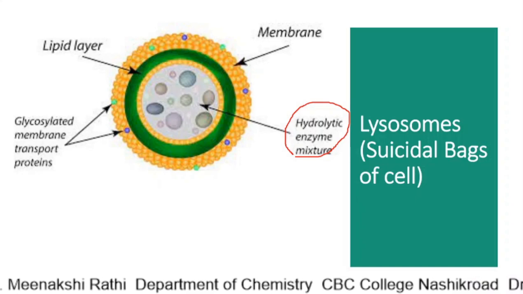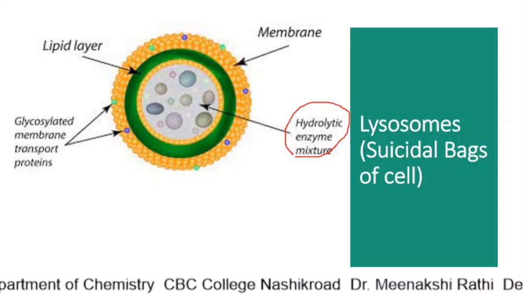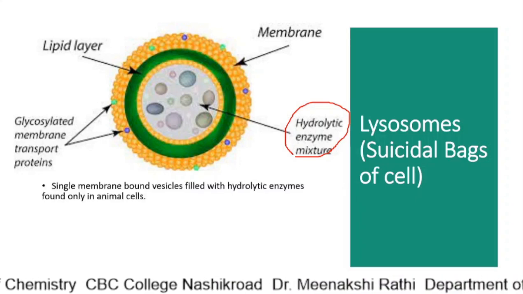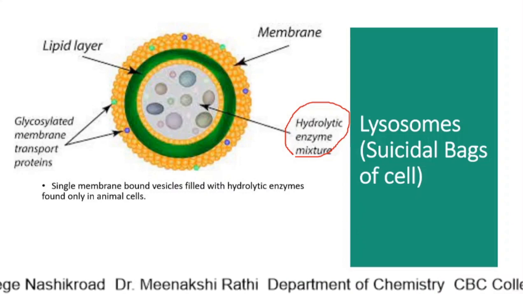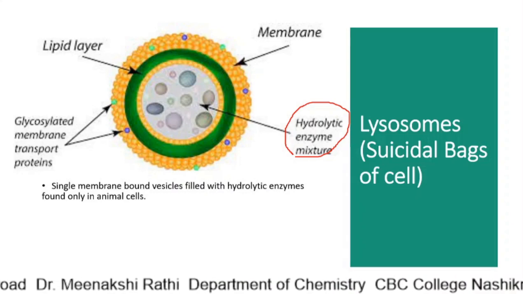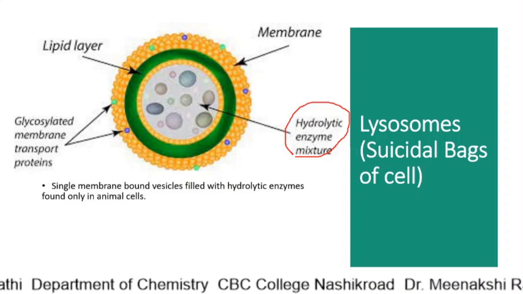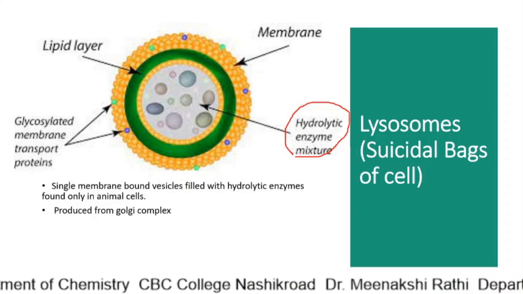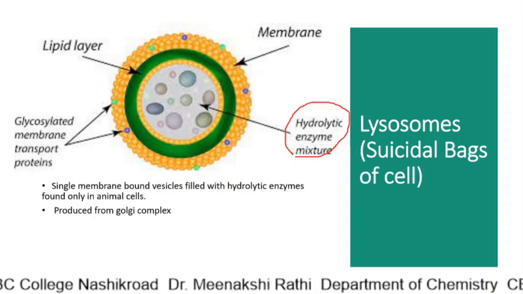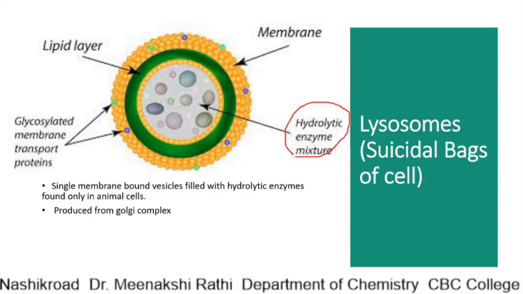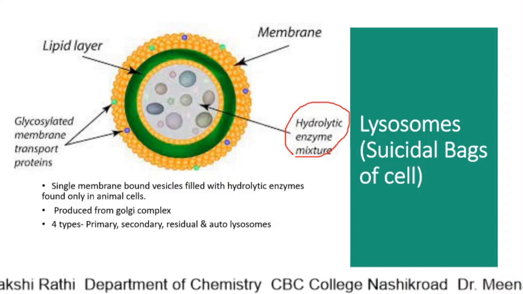The term lysosome was first discovered by De Duve in 1955. Lysosomes are common in animal cells. These are single membrane bound vesicles which are filled with hydrolytic enzymes, and they are found in animal cells. But now they are also found in fungi like Neurospora. It is believed that lysosomes originate from the Golgi complex. There are 4 types of lysosomes: primary, secondary, residual and autolysosomes.